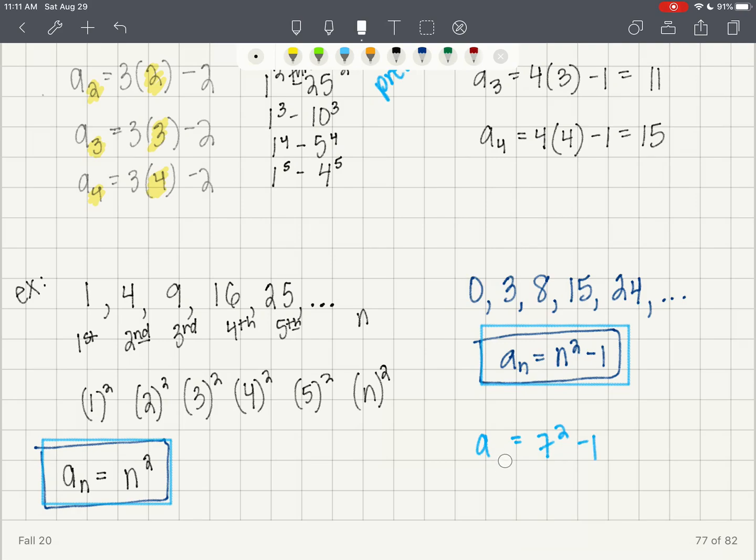If I want to find the 21st term, I don't have to expand this all the way out and find the 20th term and then figure out what the 21st term is. I can go right to this explicit formula and I can say 21 squared minus 1, and 21 squared is 441, minus 1 is 440.